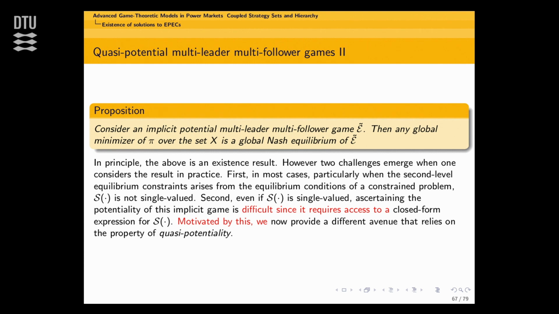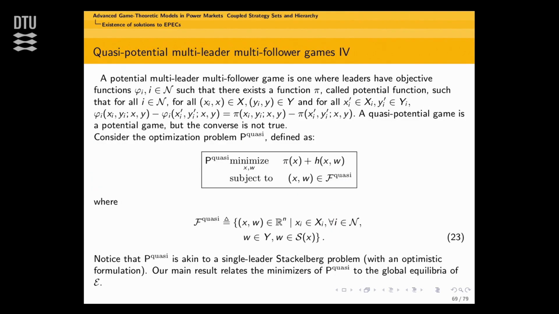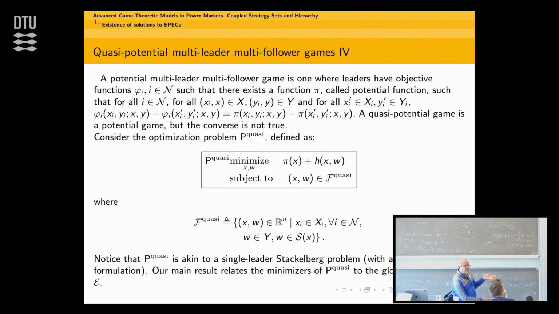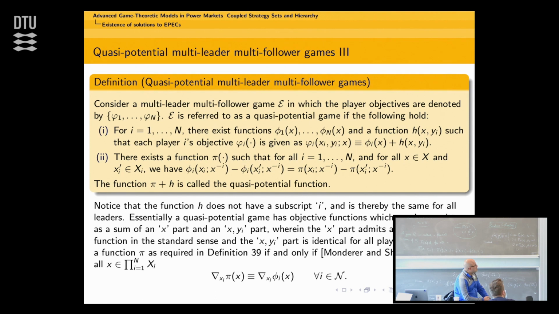Now, the problem is that ascertaining the potentiality of this implicit game is difficult, since it requires a closed form expression of S. For instance, in the game that I just showed you, where y was the max of something, you might be able to do something. But in general, if you have a very nasty expression, even if I told you that I regularized the complementarity problem and it's single valued, you still don't have access to the algebraic structure. If you don't have access to the algebraic structure, how are you going to prove its potential? It's not that easy, right? So I want to warn you that this approach is not that easy.